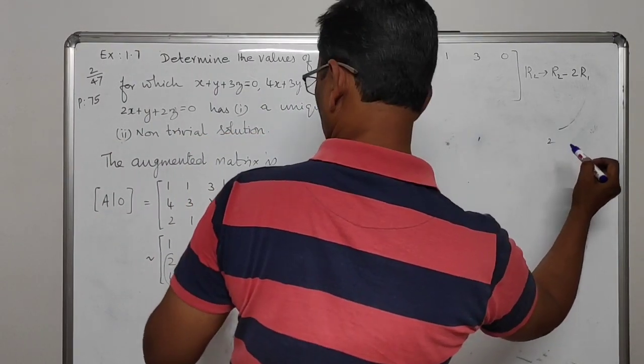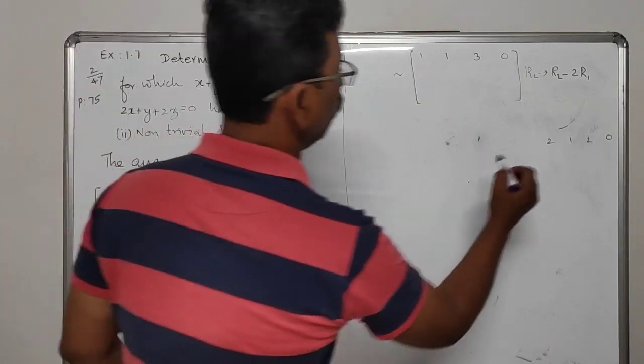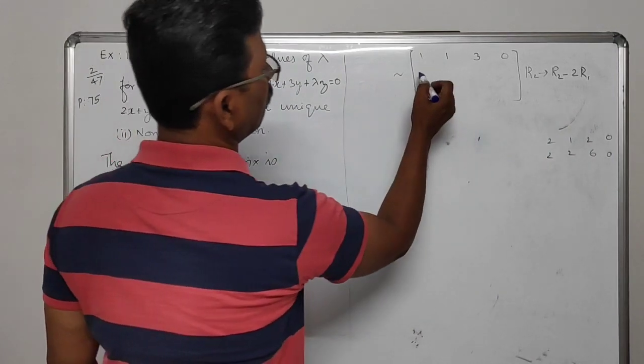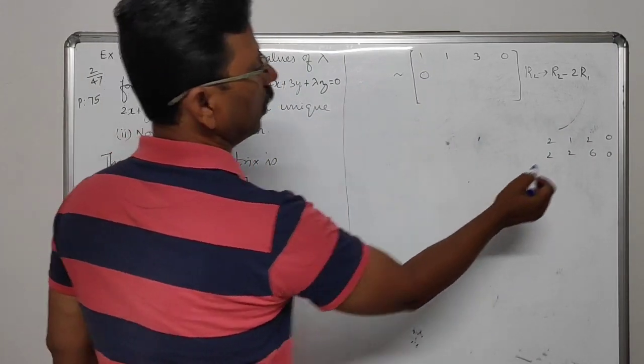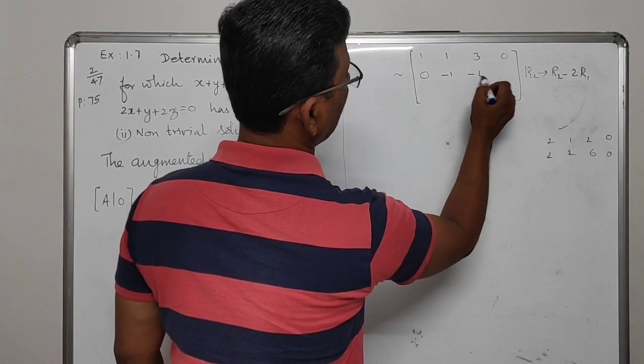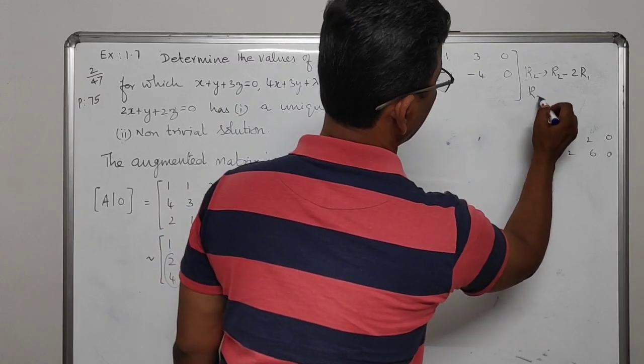That is 2, 1, 2, 0. 2 times R1 means 2, 2, 6, 0. If you subtract, you get 2 minus 2 gives 0. Then 1 minus 2 gives minus 1. Then 2 minus 6 gives minus 4. Then this is 0.